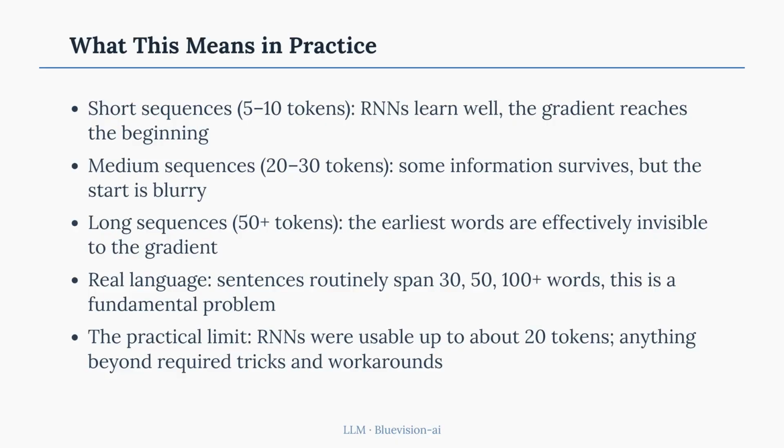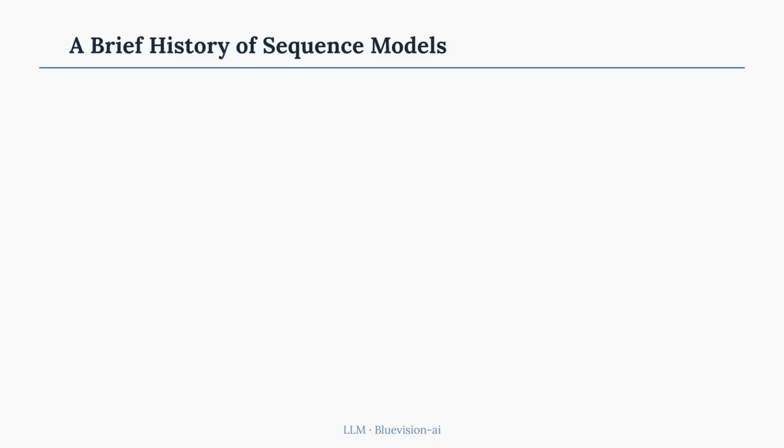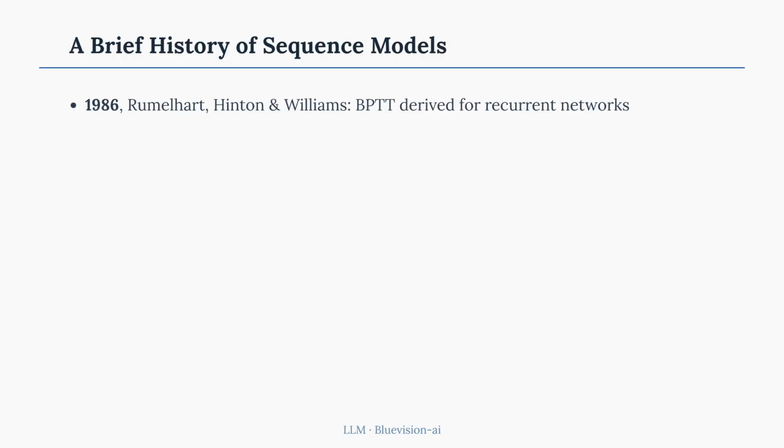In practice, RNNs were usable up to about 20 tokens. Beyond that required tricks, workarounds, and workarounds on top of workarounds. The architecture was fighting its own mathematics at every step. Let's place this in time. The vanishing gradient wasn't a surprise. Researchers knew about it. The question was, how to fix it?